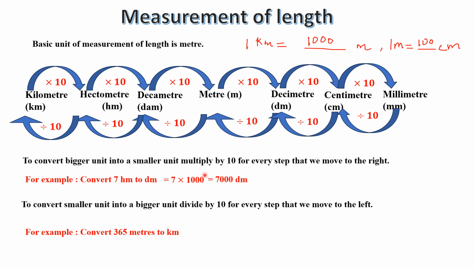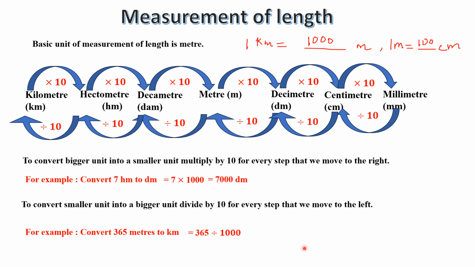So now we are converting smaller unit to bigger unit. So you have to divide. Now from meter to kilometer, if you have to move, you have to take 3 steps to the left. It means you have to divide 365 by 1000. 10 into 10 into 10 is 1000. So you have to divide it by 1000.